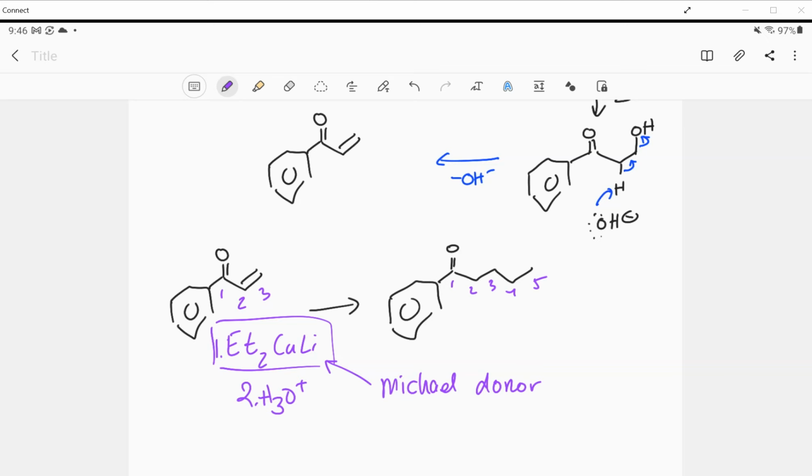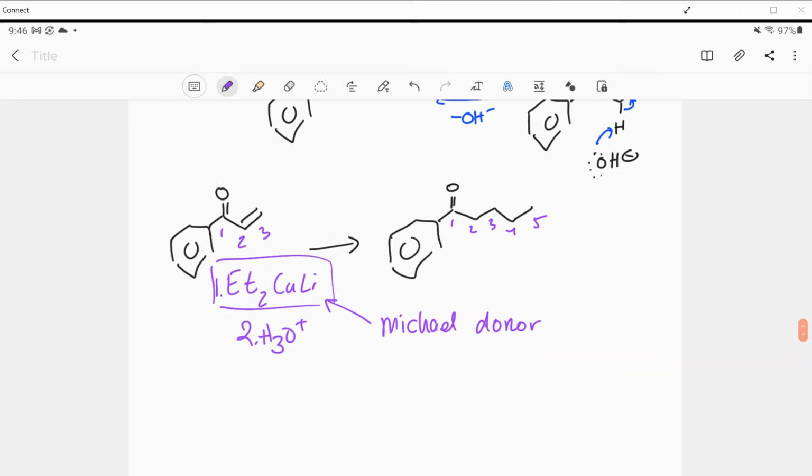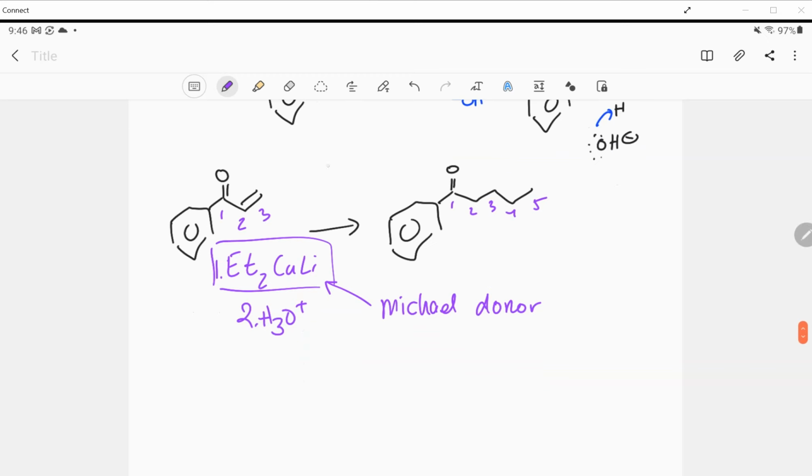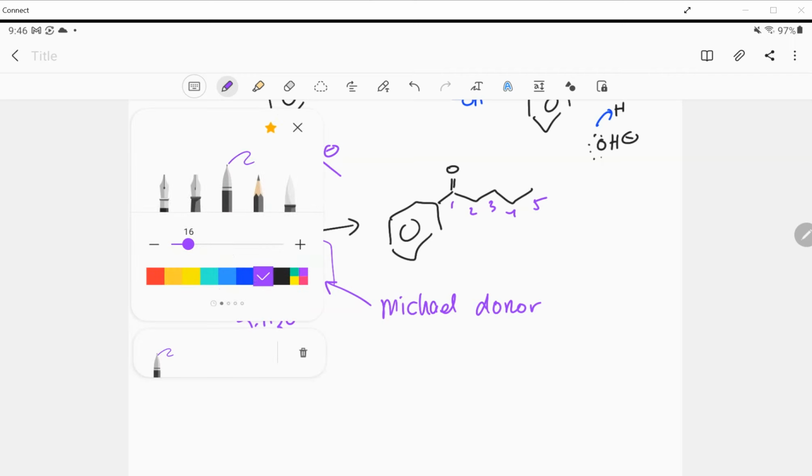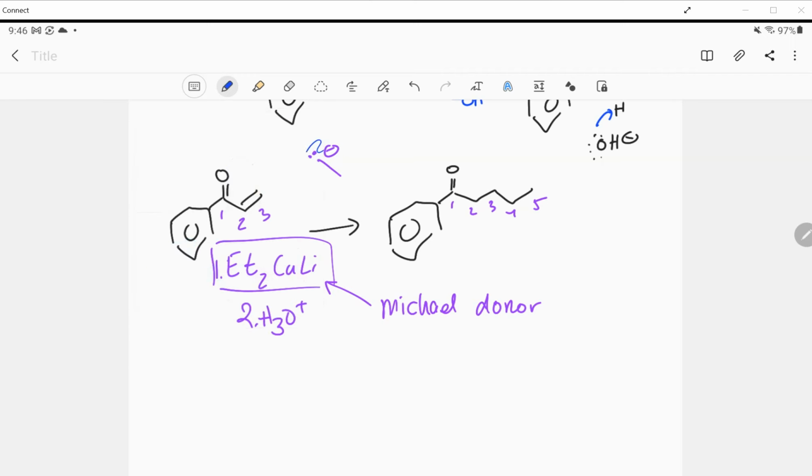All right, so that was using the ethyl Gilman reagent, followed by just a quick acid wash. So with the mechanism here we're looking at, there's our ethyl. It's going to go ahead and attack. Pop this open.